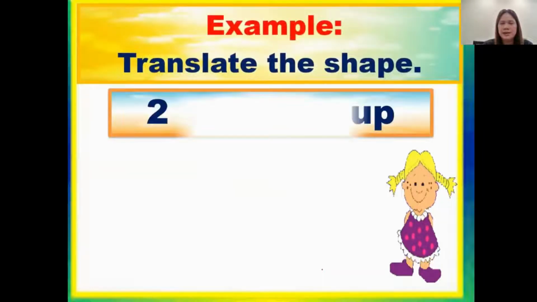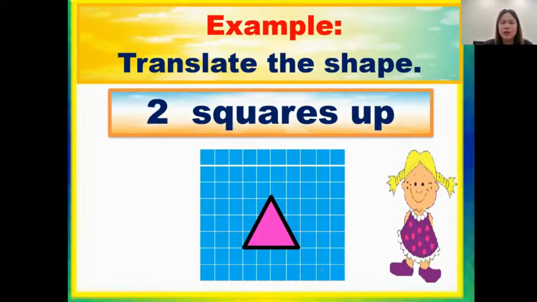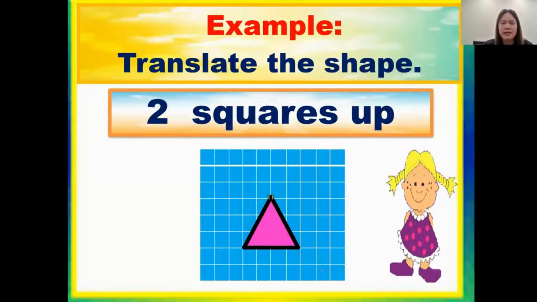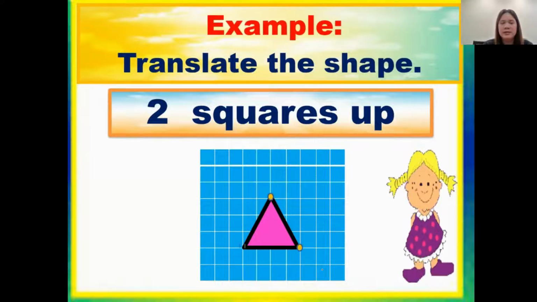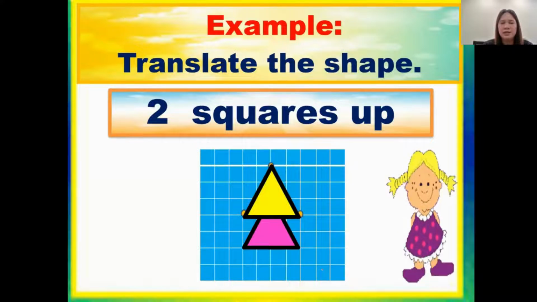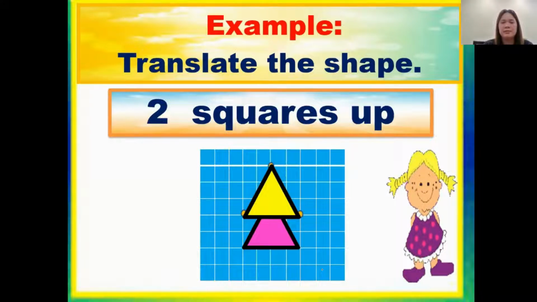So example, let's translate the shape here 2 squares up. I have here a triangle, and I'm going to translate the shape 2 squares up. That means to say all the corners or the vertices will move 2 steps up. So I have here 1, 2, 3 corners. I will move one corner 1, 2 up, another corner 1, 2 up, and another corner 1, 2 up, and connecting, I will be having the new shape as represented by the yellow triangle.